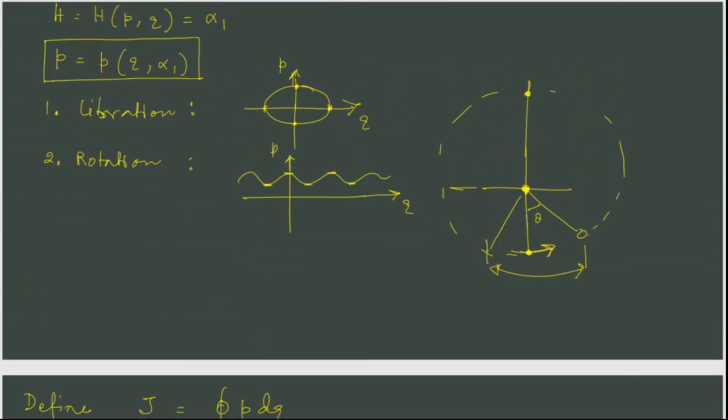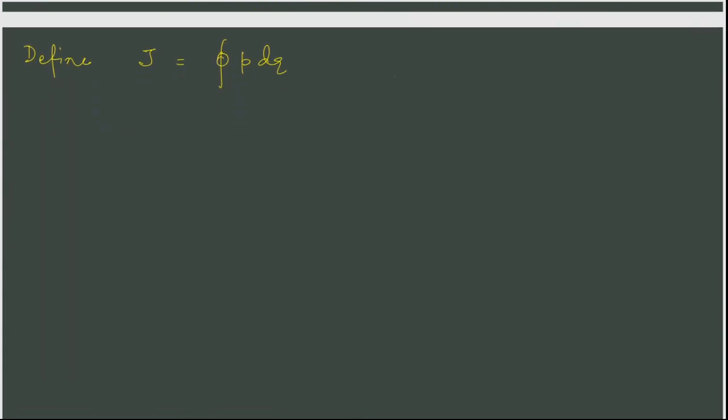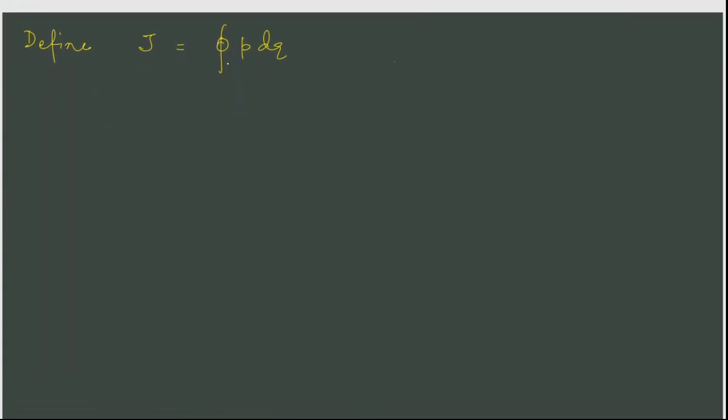Now, as mentioned previously, we can define a new variable J as an integral of p with respect to q over a complete period of rotation. This period is the period of the p as we see it, and q could be bounded or unbounded, doesn't matter. We have to integrate over a period as the period defined with respect to p.